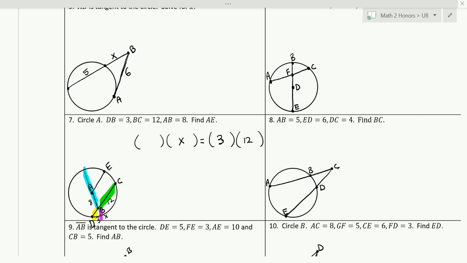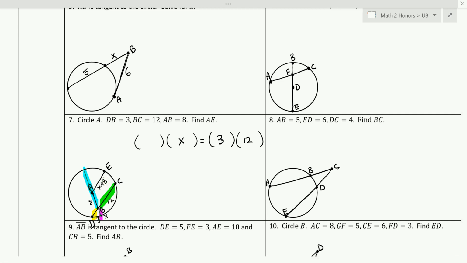X plus 8 would be the radius. Good, because A is the center, so 8 plus X is the radius. So what else would be X plus 8 in our picture? A to E, right? That's important for us to know because that's what we want to figure out. If I can find X, I just add 8 to it, and I have my answer.